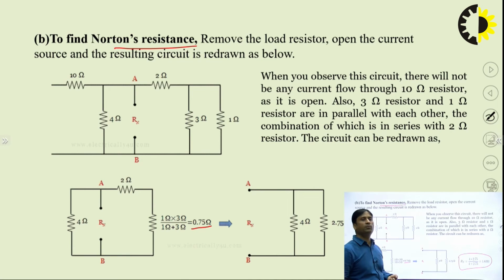So in any problem, we just replace the sources by their internal resistance, and if they are not given, the voltage source is short circuited and the current source is open circuited, and we simplify it. It's not a big job actually. So this is how we can proceed for Rn.